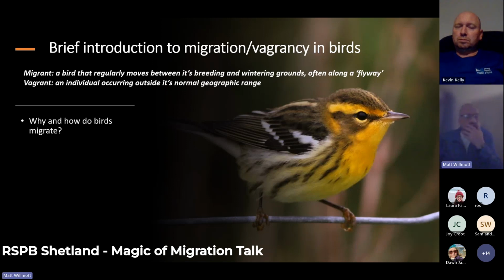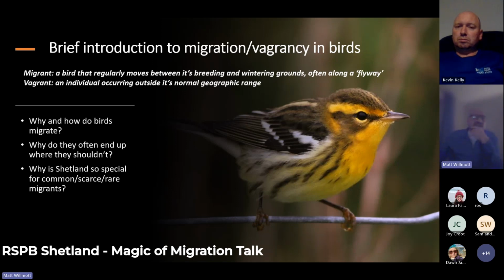However, in this talk, Kevin and I will hopefully begin to look at some of the things around why and how birds migrate. Why do they often end up where they shouldn't? Why do we often get birds that appear outside of their normal geographic range? Bringing it closer to home, why is Shetland, where we live, so special for those species, common, scarce, and indeed rare or really mega migrants? And then a light-hearted bit at the end, a slide or two around bird watchers, birders, twitchers, the different terminology, which is quite fun.